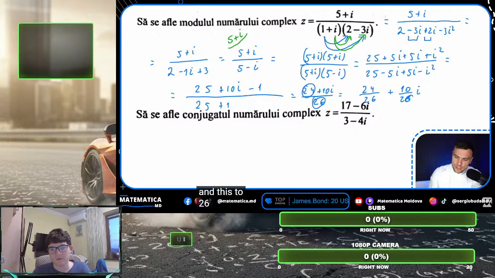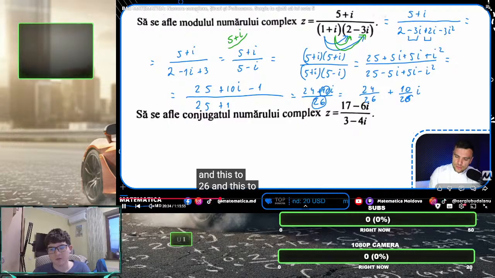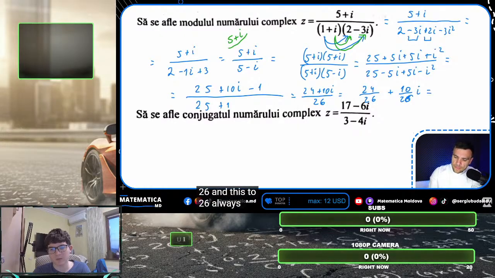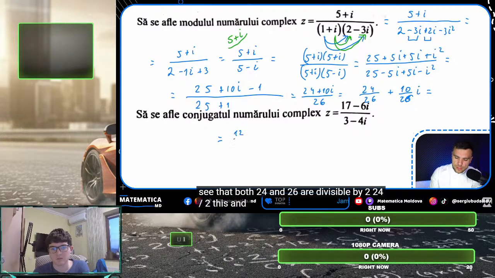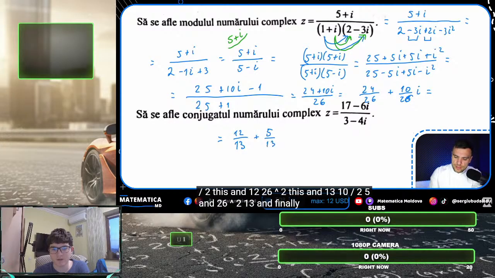I guess we're gonna do some simplification here. Simplifying by 2, we'll have 12 divided by 13 in the first part, and the second one I can simplify by 2 again, and it's gonna be 5 divided by 13. That's it, simplification and done, right? 5 divided by 13 times i, and that's it.